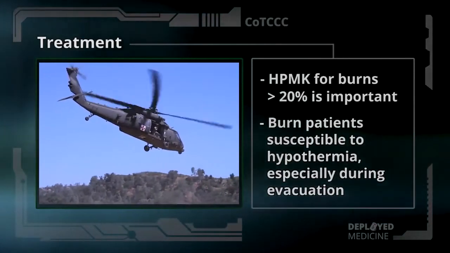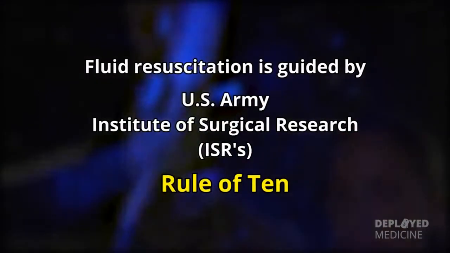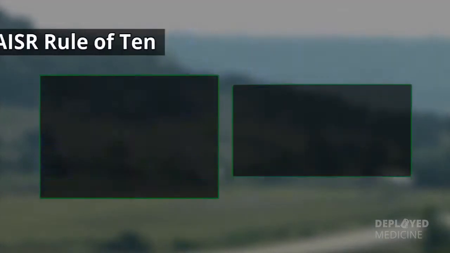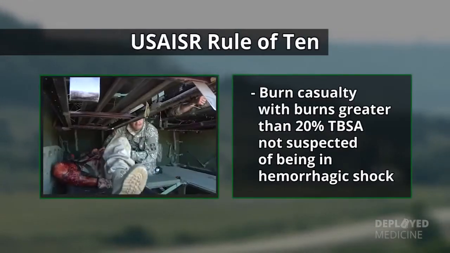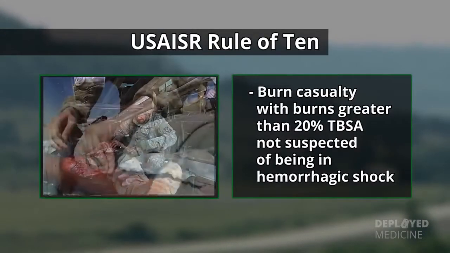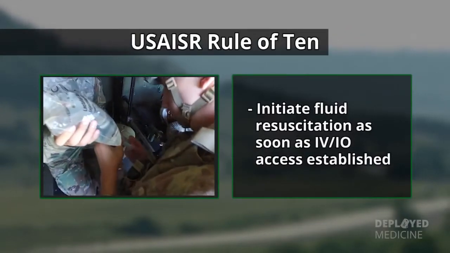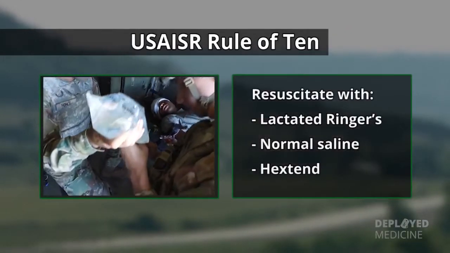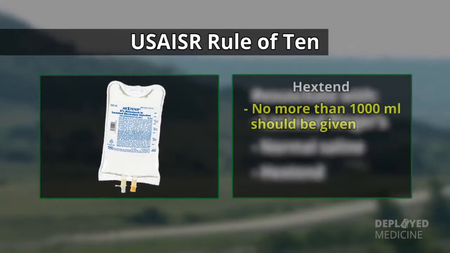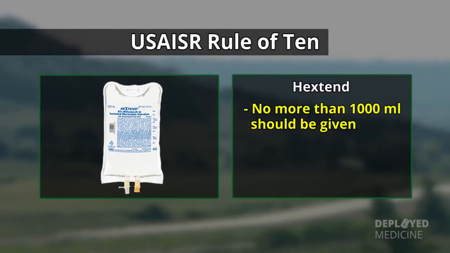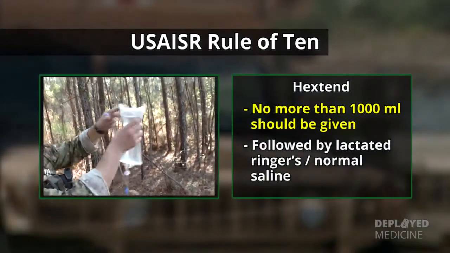Fluid resuscitation is guided by the U.S. Army Institute of Surgical Research Rule of 10. For a burn casualty with burns greater than 20% of their total body surface area and not suspected of being in hemorrhagic shock, initiate fluid resuscitation as soon as IV-IO access is established. Resuscitation should be initiated with lactated ringers, normal saline, or Hextend. If Hextend is used, no more than 1,000 milliliters should be given, followed by lactated ringers or normal saline as needed.